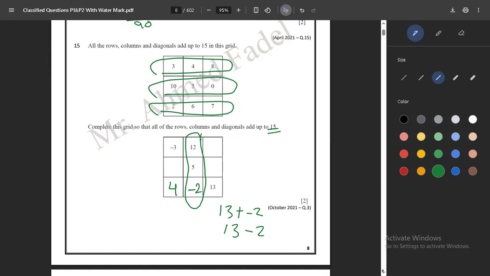4. Good. Here, 4 plus negative 3, which means 4 minus 3, is 1. I need 14 to reach the 15. Okay, here, negative 3 plus 12 is positive 9. Positive 9 plus what is 15? 6. 6 and 13 is 19. 19 plus what is 15? 19 plus negative 4 is going to give you the 15 that you want.